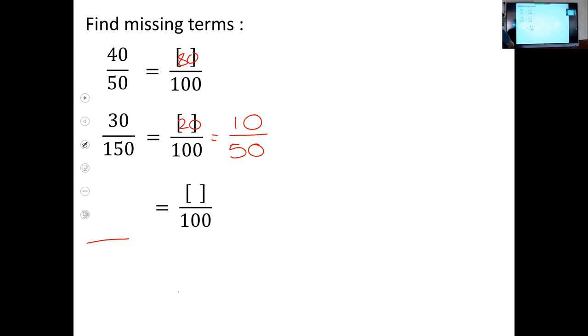We have 20 out of 25. Now you can see that 25 multiplied by 4 is 100. Similarly, 20 multiplied by 4 will be 80 in the box. Next, we have two fractions, 8 out of 10. So naturally 10 tens are 100. So 8 tens are 80 will be there in the box.